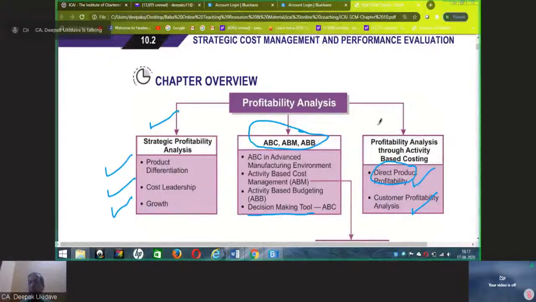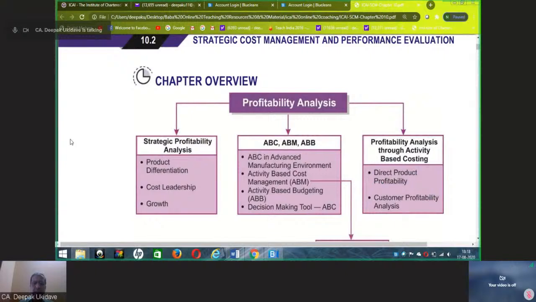Secondly, the second part of this chapter is profitability analysis through activity-based costing. So we'll understand two techniques: direct product profitability, DPP, and customer profitability analysis, that is CPA. Again, some numerical problems we will solve on this. Right, very famous and popular in the management or corporate circle by the abbreviations DPP and CPA. DPP is direct product profitability, CPA is customer profitability analysis. And of course ABC, that is the third part, activity-based costing and activity-based management.